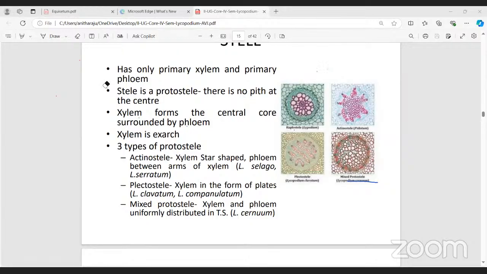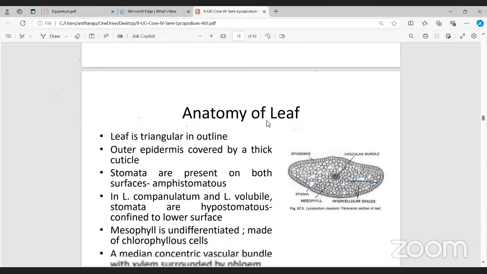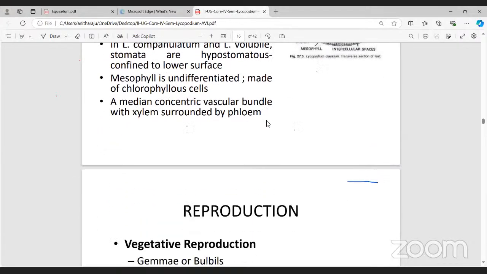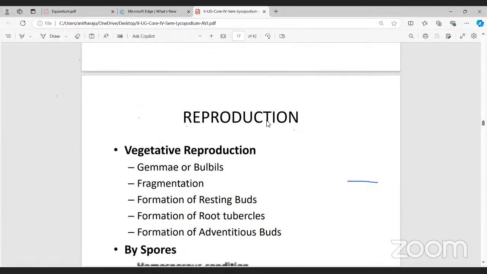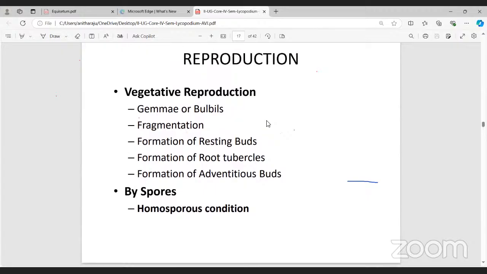After internal structure comes leaf anatomy; it is not important in theory or practical, but don't ignore it. Reproduction may be of three types: vegetative reproduction, asexual reproduction, and sexual reproduction. Vegetative reproduction is by body parts, asexual reproduction by spore formation, sexual reproduction by gamete fusion.